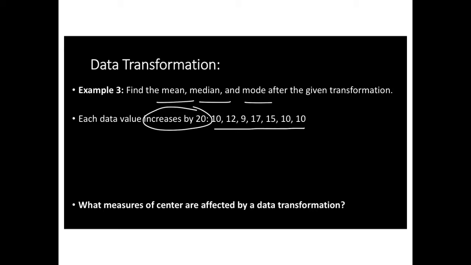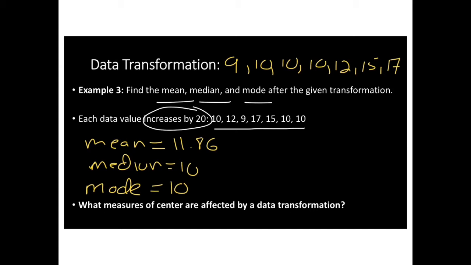All right, so I went ahead and rearranged all of our data so it was in ascending order. We have 9 to 17. When we find the mean, we add them all together and divide by 7 because there's 7 terms, and I got 11.86. For our median, it's the exact middle in this case, which is our 10. And for the mode, we see there are 3 tens, which makes that our most often occurring term.